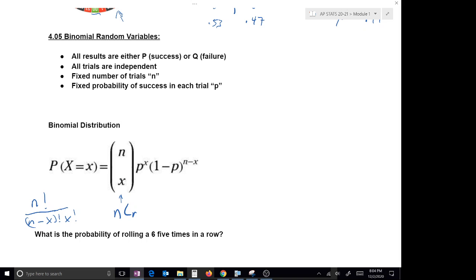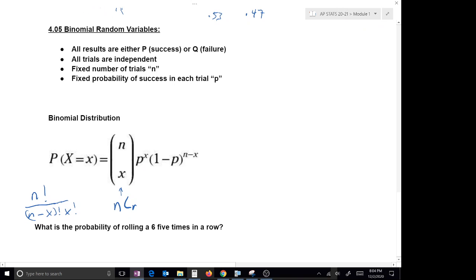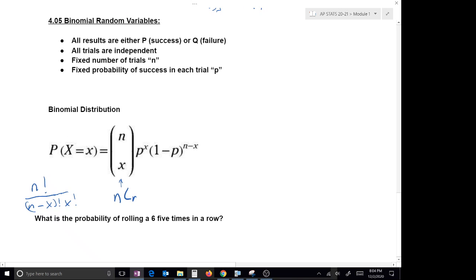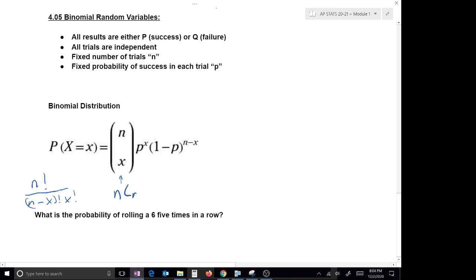Okay. P of x. So that's your probability. X's are that's the number of times that we're going to hit something. So we'll see in the example here.